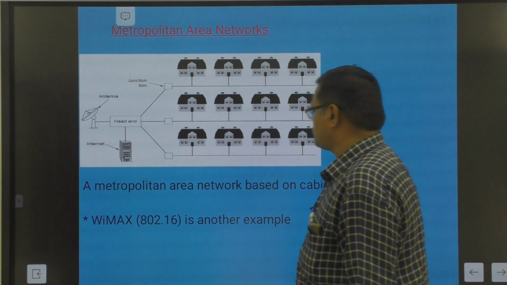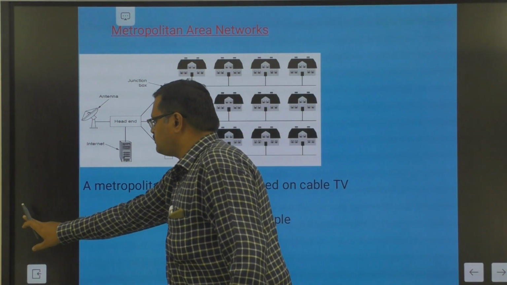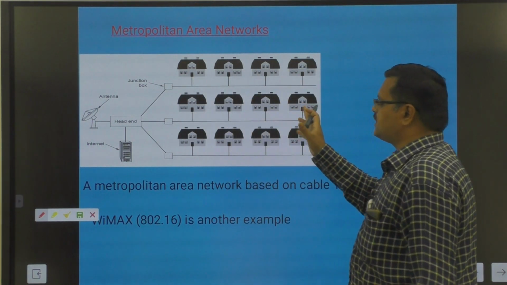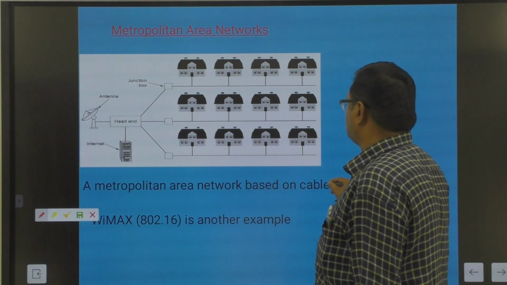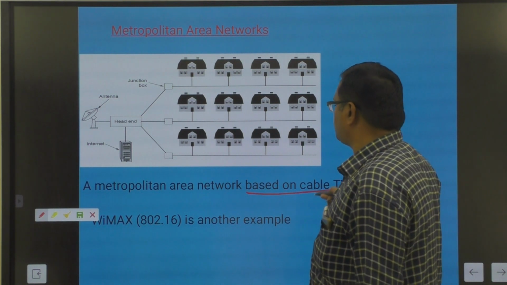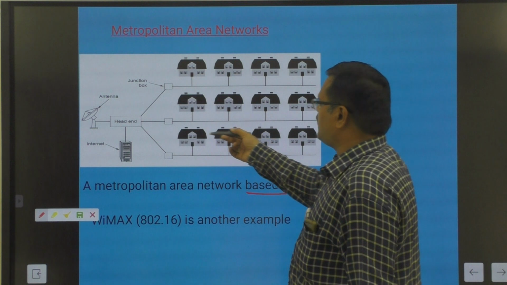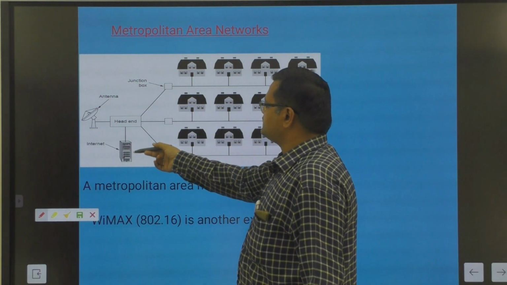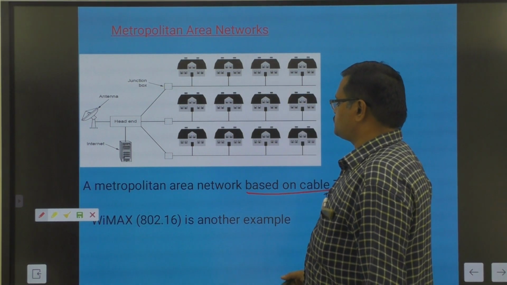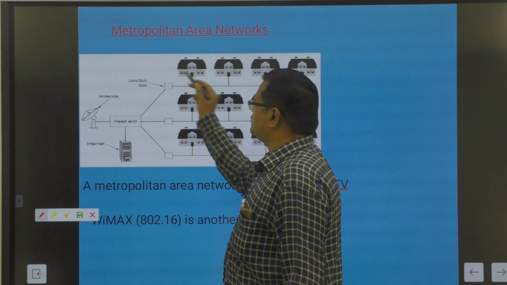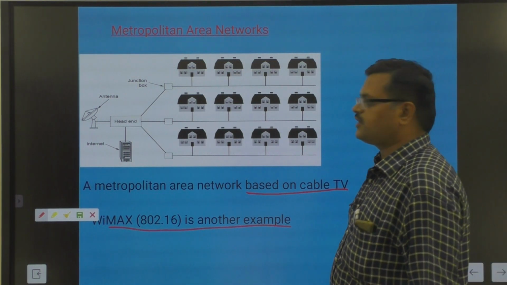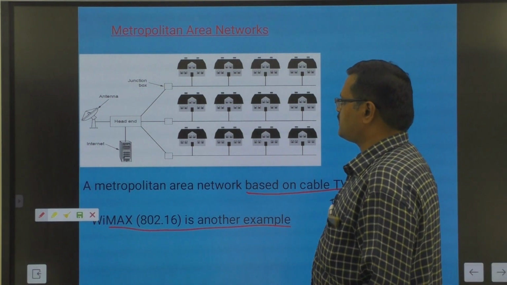Next, metropolitan area network. We know that a metropolitan area network is nothing but a MAN. It is relevant to cable TV. Like here, an antenna is there, a junction box is there, a head end is there, the internet is there, and this is the environment where we can have the MAN environment. WiMAX 802.16 is another example of this metropolitan area network. So 802.16. Okay.